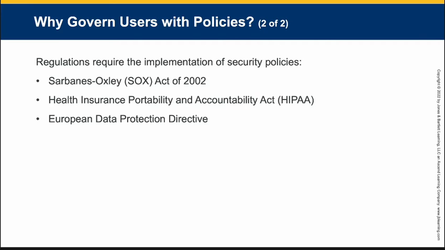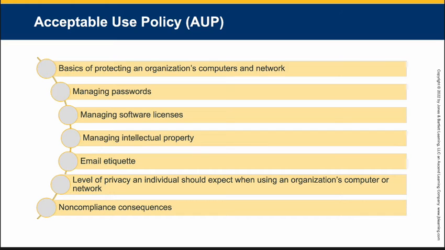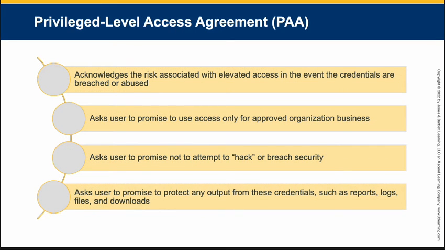Next, we take a look at the AUP, or acceptable use policy. These are basically protecting the organization, the system, computer or network, managing the password, license, IP, email. On top of that, we also have the PAA, or privilege level access agreement. This acknowledges the risk associated with access, in terms of breach. It also requires the user to comply with approved organization business, no attempt at hacking, and to protect things like their files, reports, and downloads.